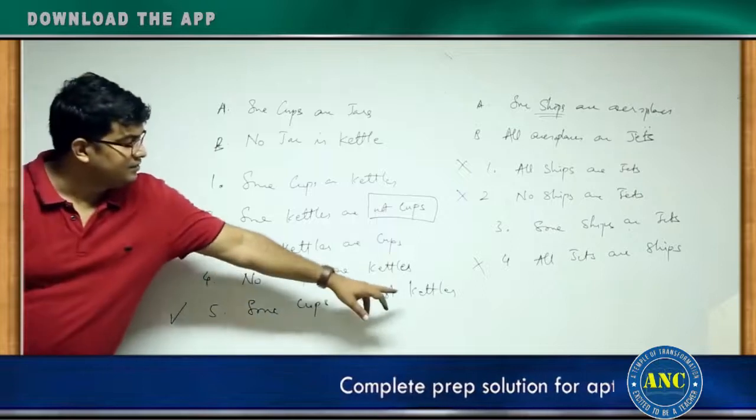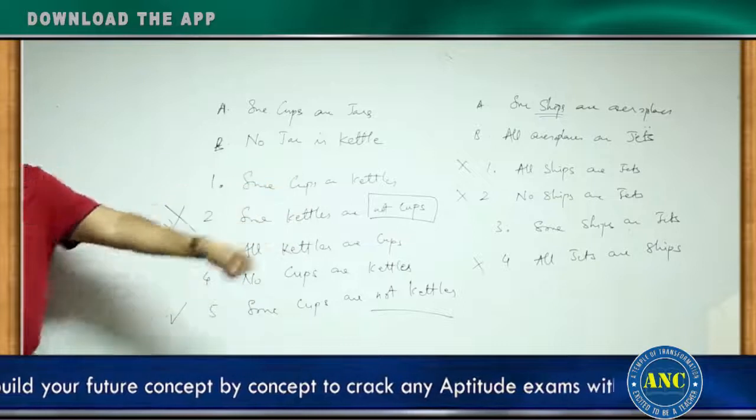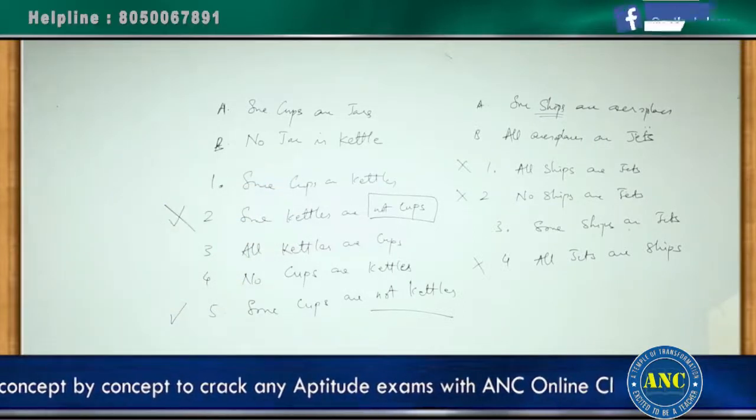Some cups are not kettles. Here, kettles is distributed. Is it distributed in the premise? Yes. No jar is kettle. My kettle is distributed. That's my answer.